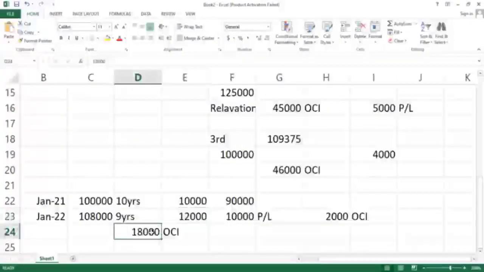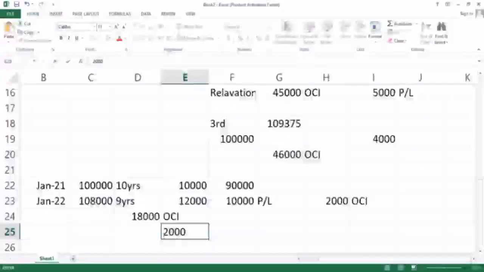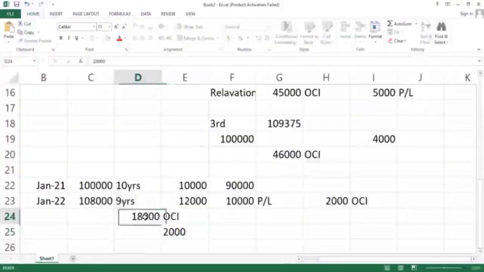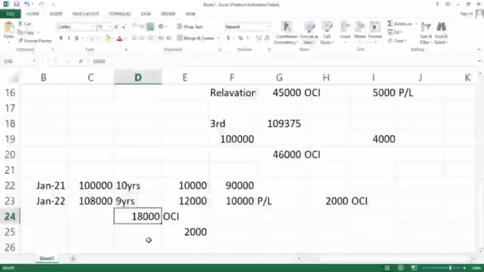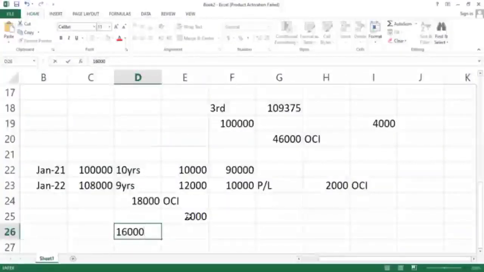2,000. Or another way of doing it is that the 18,000 will be realized over how many years? What is the remaining useful life of the asset? 9 years. So the 18,000 is also for 9 years. If you divide 18,000 by 9, what are you getting? 2,000. So the company will transfer 2,000 from the revaluation surplus. They will subtract 2,000 from 18,000 to have 16,000, and this will be transferred to retained earnings.